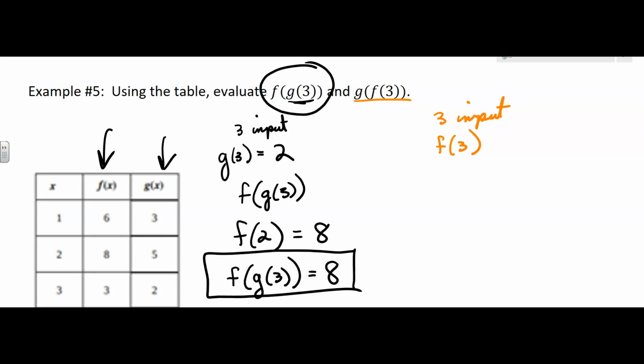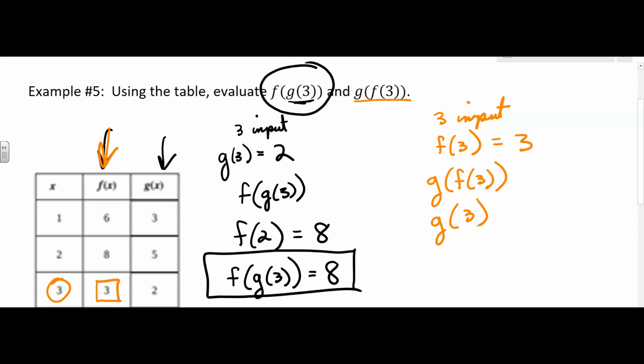Okay, so now we're going to put in 3. There's our input. We're going to the f column, and we're getting out 3. All right, now we need to find g of f of 3, or g of 3 this time, because that happens to be what f of 3 is. So here's our input again, but we need the g column. So it looks like that's going to equal 2. g of 3 is equal to 2. So put it all together: g of f of 3 is going to equal 2.